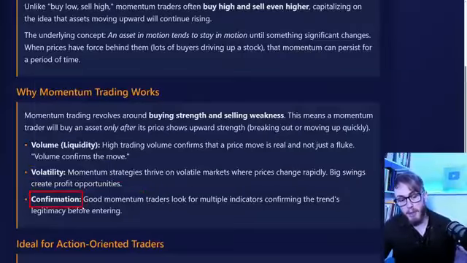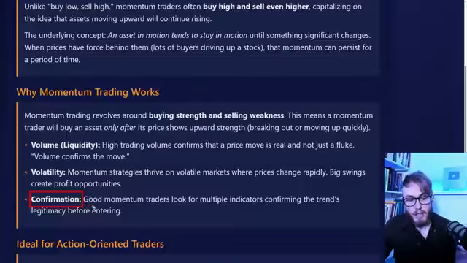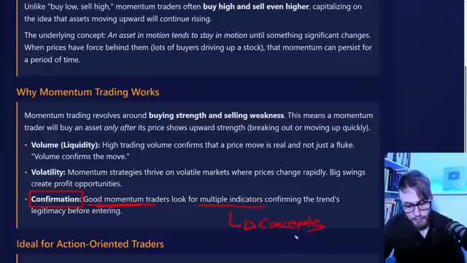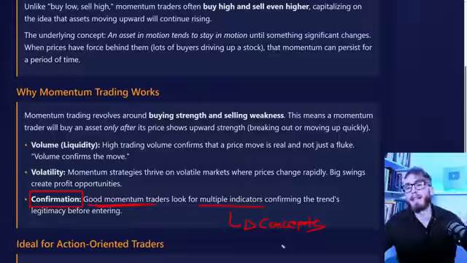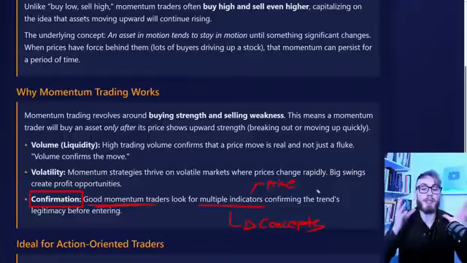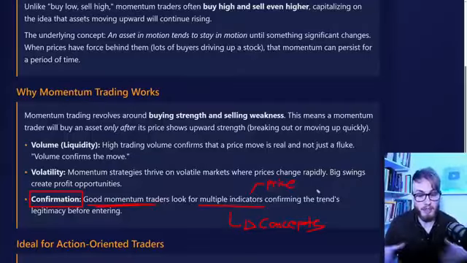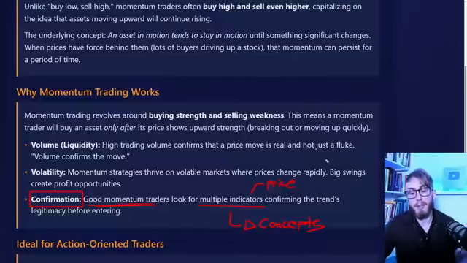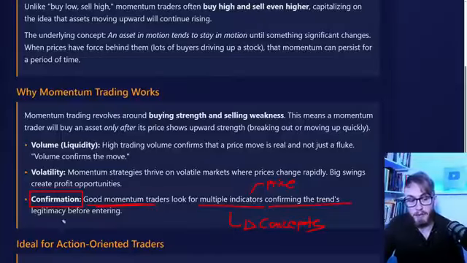Last but not least, another thing I want to talk about here is confirmation. Good momentum traders look for multiple indicators, or it doesn't have to be indicators. It can also be more general concepts. You actually don't even have to use indicators to trade momentum. I will show you guys some other price action methods. This is when we only study the price, and I also highly recommend learning about market structure. But we look at multiple concepts or indicators confirming the trend or confirming the price movement.